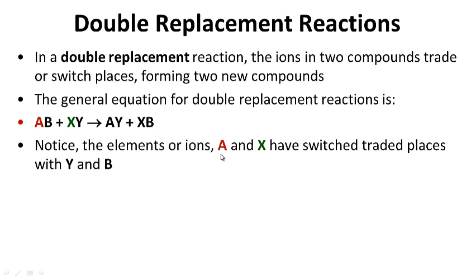Notice the elements or ions A and X have switched or traded places with Y and B. So A here and X, X is now with B, and A is no longer with B here, and it is with Y. So they've switched places, forming two new compounds.